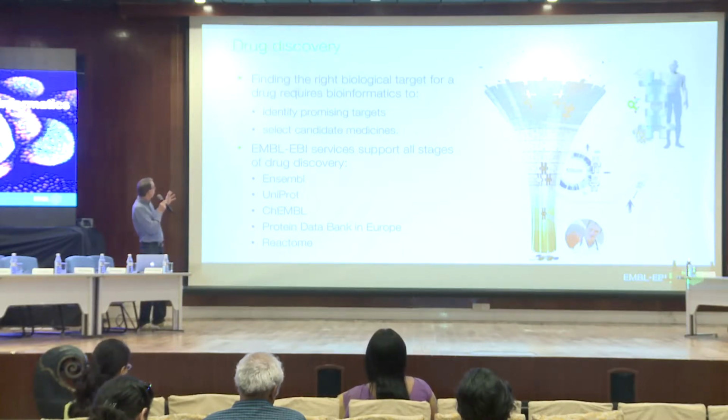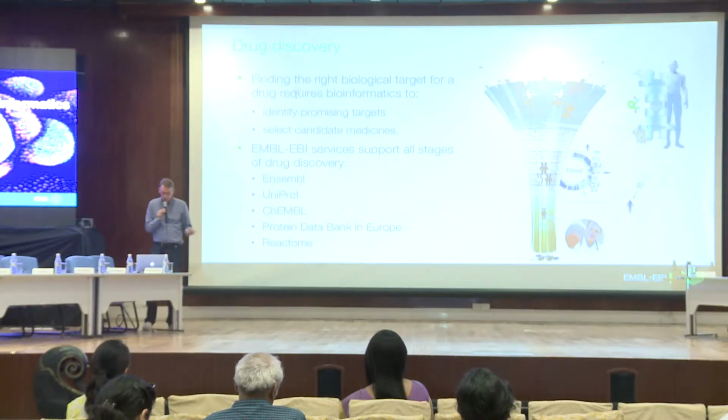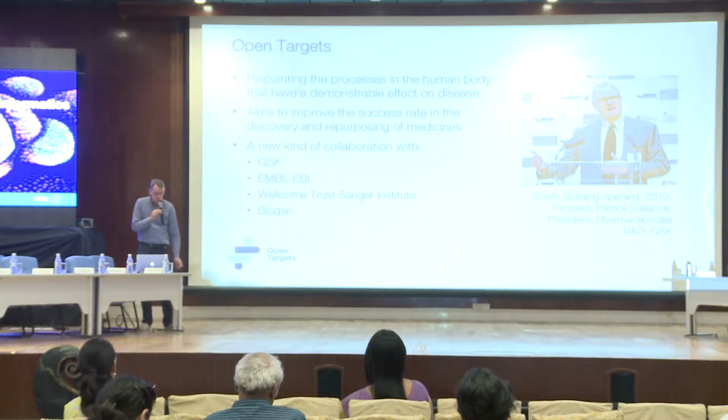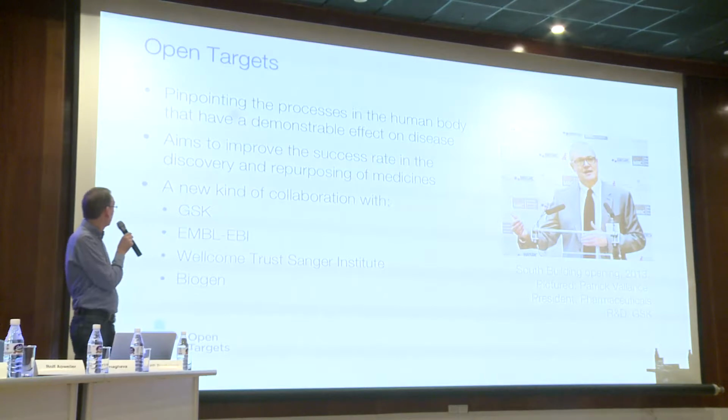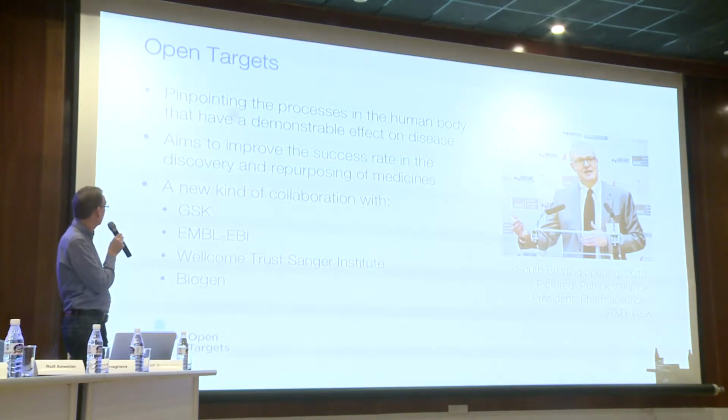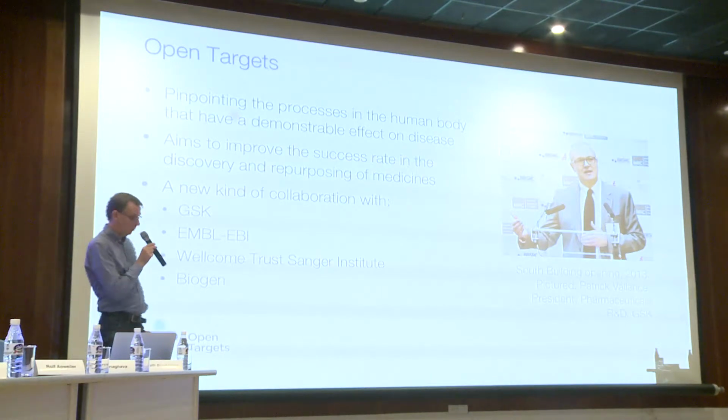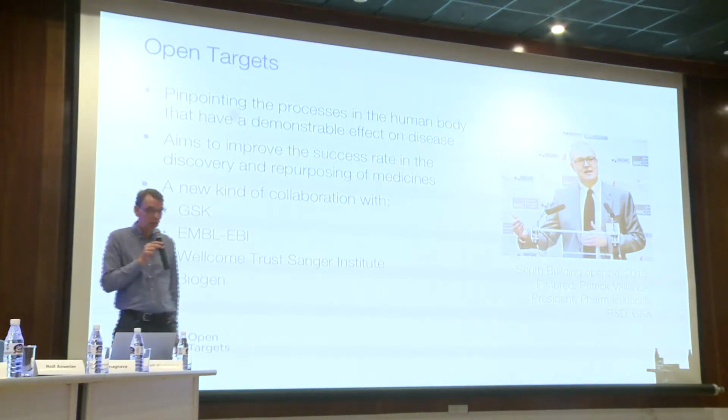The first one was in the area of drug discovery. Finding the right biological target for a drug requires bioinformatics to identify promising targets and select candidate medicines, and we have various databases which are very helpful in that. So a while ago, 3 years ago, we started the Open Targets project to pinpoint the process in the human body that have a demonstrable effect on disease, and that should help to improve the success rate in the discovery and repurposing of medicine.